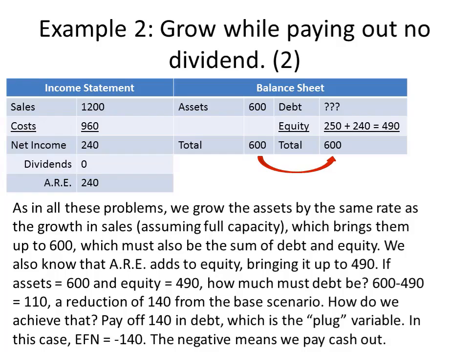When we raise debt, that's considered positive external financing needed. What do you think happens when we pay off debt? Our external financing needed at that point is actually negative. 110 minus 250 is equal to minus 140.